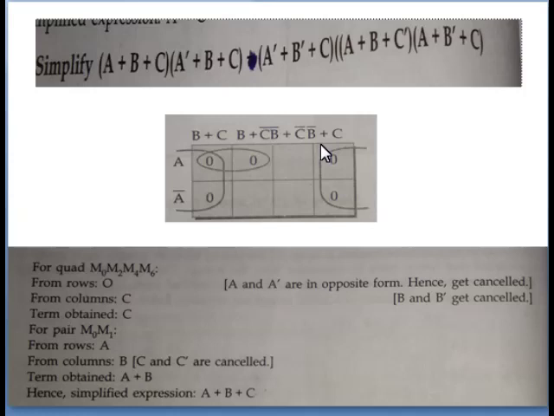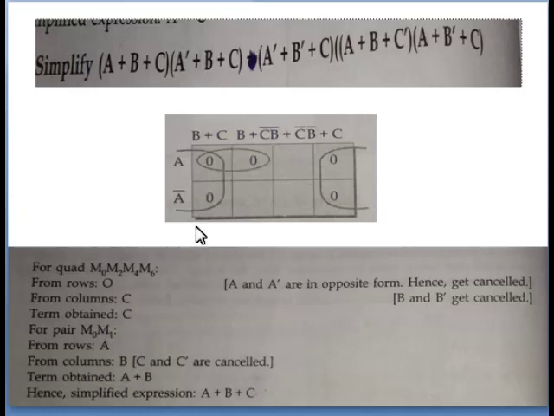In the columns here you see B plus C and B bar plus C. Here the variables B and B bar are opposite to each other, so it gets cancelled, and we will get C. So the term obtained is C: 0 plus C, that is C.